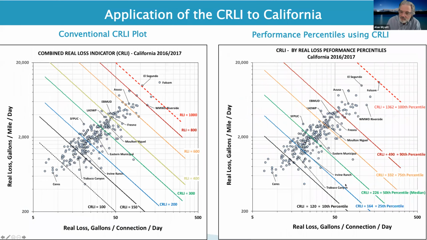This is California. One of the things I did in California is I defined the percentiles. So these utilities are between the 90th and the 100th percentile of real losses. These utilities here are between the 25th and 50th. So you begin to get a feeling of, at least using a percentile basis, where different utilities are using this combined measure. But like I say, there's still an open question on an impact from density.